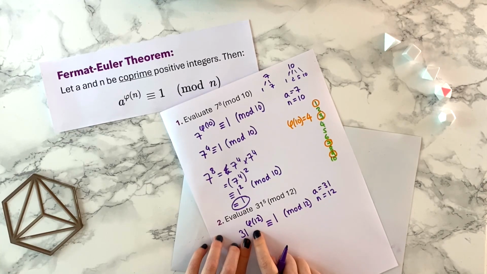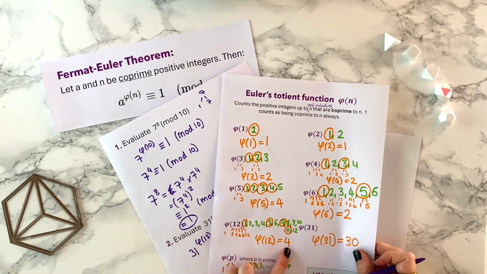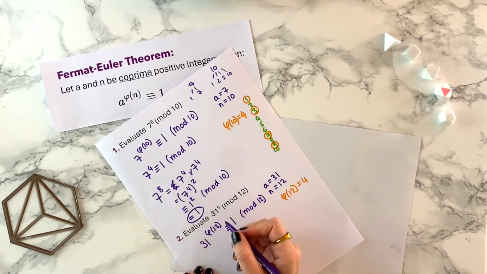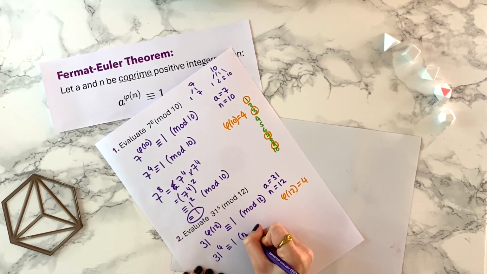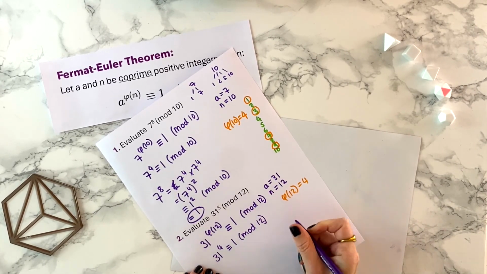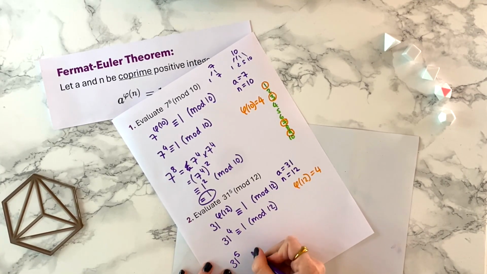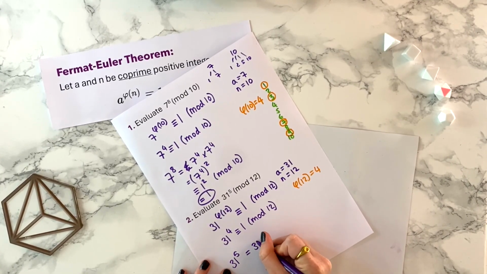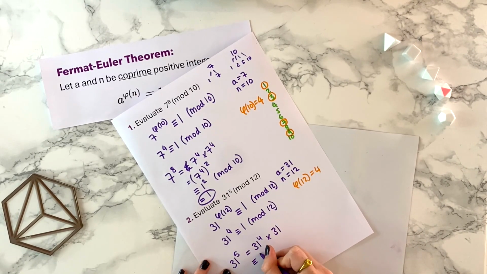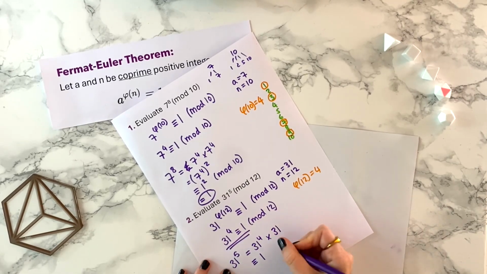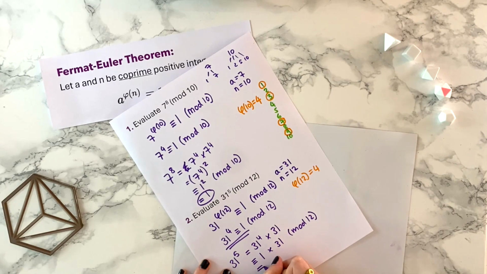What is phi of 12? We had that before. We said that phi of 12 was 4. By the Fermat-Euler Theorem, 31 to the power of 4 is congruent to 1 mod 12. Now we're evaluating 31 to the power of 5. So 31 to the 5 is the same as 31 to the 4 times 31, which we know is congruent to 1, based on this, times 31 mod 12, which is equal to 31.